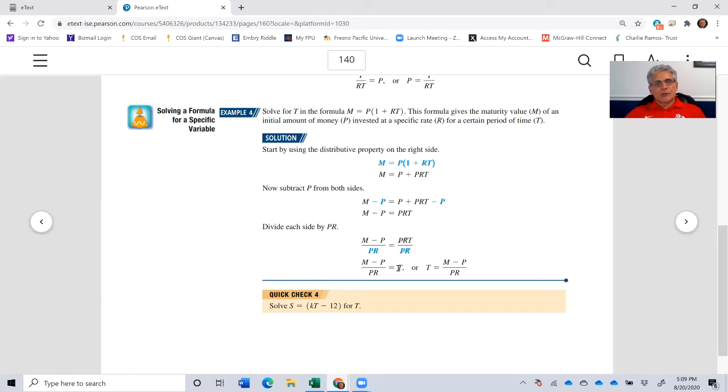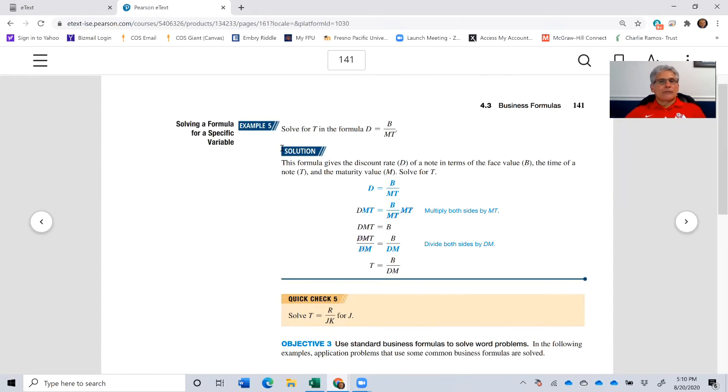That leaves the T remaining. And then M minus P divided by PR, which now, if we have all the information for M, P, and PR, then we can solve for T. Another formula we can see that to solve for T in the formula is D equals B over MT.